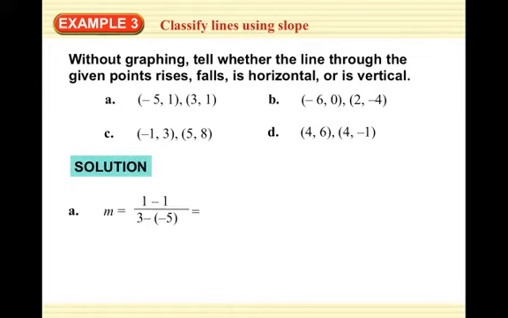Okay, so for our first one, we're going to have 1 minus 1 over 3 minus -5 using y2 minus y1 over x2 minus x1. Y'all have done this for years, so I'm not going to spend a whole lot of time going through the little bits and pieces of it. 1 minus 1 is 0 over 8 is 0. 0 on top is 0.